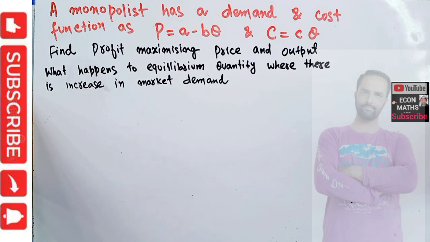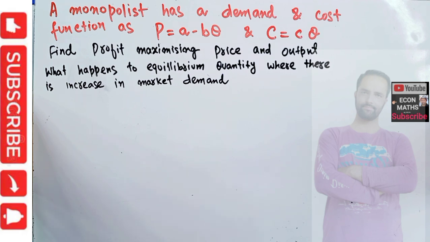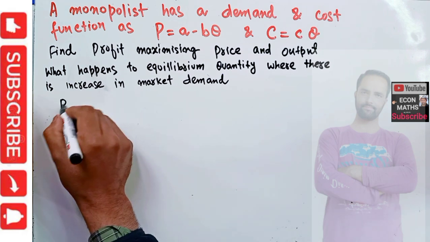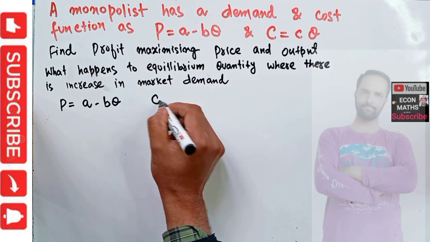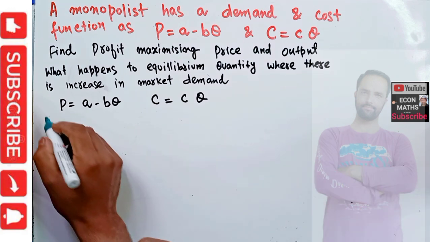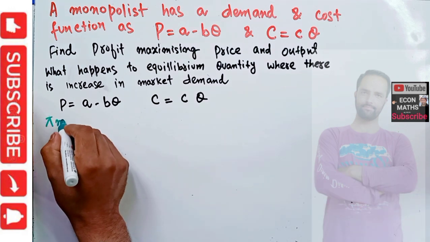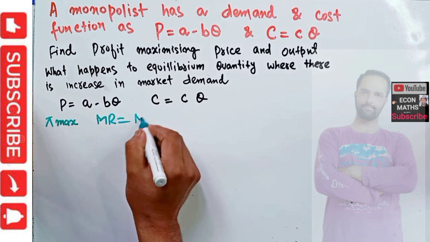Okay. So first things first, what are we being given? We are being given the inverse demand function of the monopolist as P is equal to A minus BQ. The cost function is CQ. For a monopolist, we know that profit maximization requires marginal revenue to be equal to marginal cost.